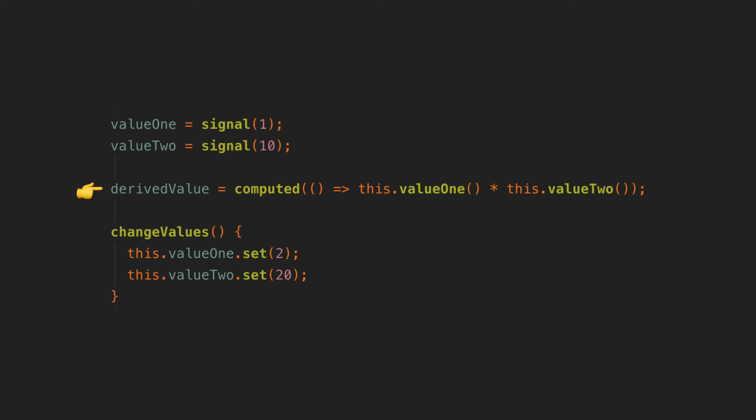We just create a computed signal using whatever other signal values we want to use. And whenever any of these signals update, the computed signal will update as well. In this example, derived value will initially be 10, and its next value will be 40 after change values is triggered.